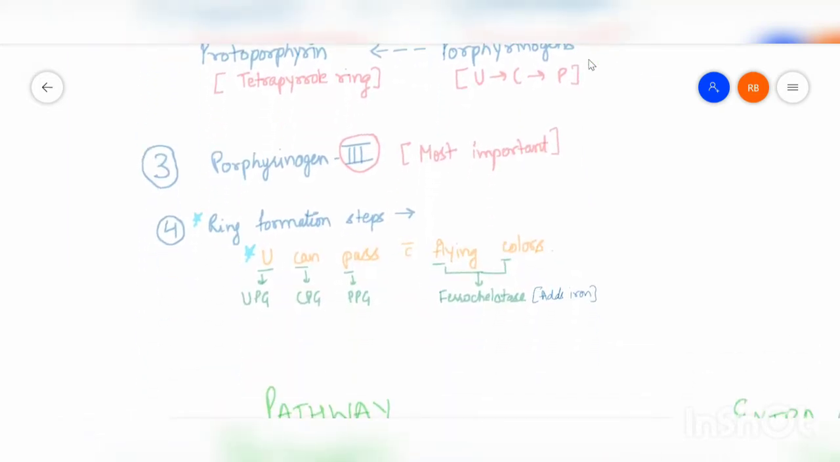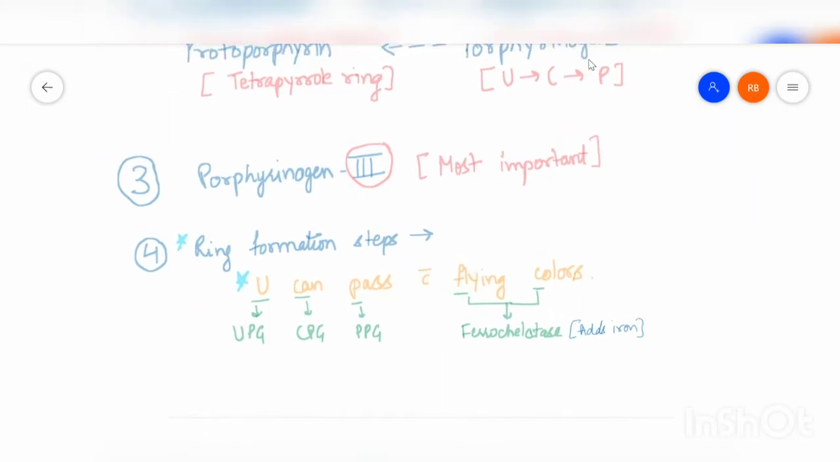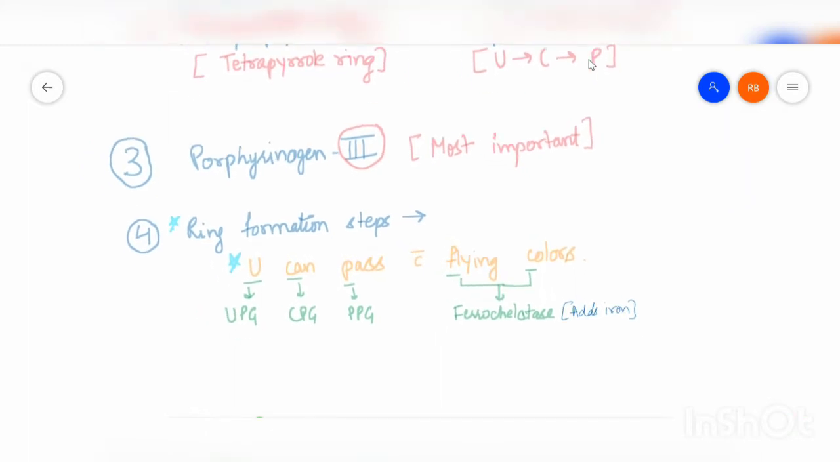The third point to remember here is porphyrinogen 3. Porphyrinogen 3 is the most important precursor for the heme synthesis. All the porphyrinogens usually come in the 1 and 3 form. The 3 forms are the most important ones. The 1 will not give a desired heme. It will lead to either a defective heme or no heme at all. So remember, porphyrinogen 3 are the most important ones.